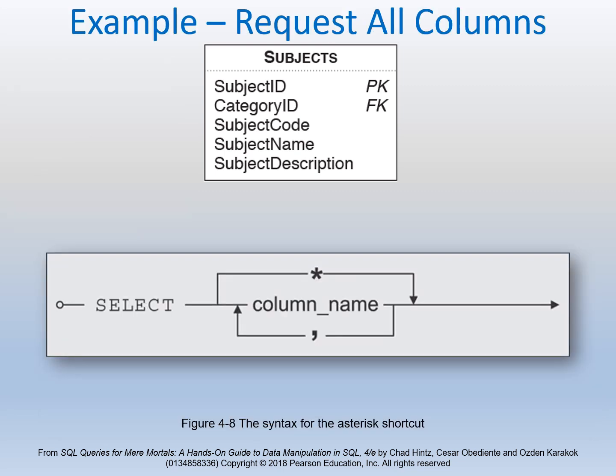What if we wanted to be more efficient and not list all of the columns in a table in the select statement when the request is to list all of the columns? We can then use the asterisk to denote all of the columns in a table. Our select statement would be, in this case, when selecting all of the columns from the subjects table, select asterisk from subjects.